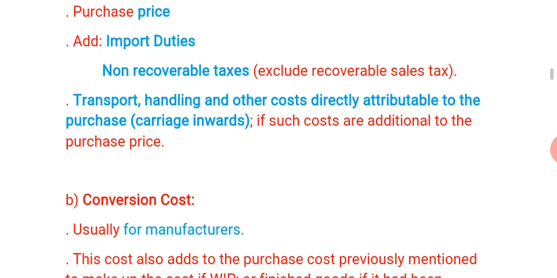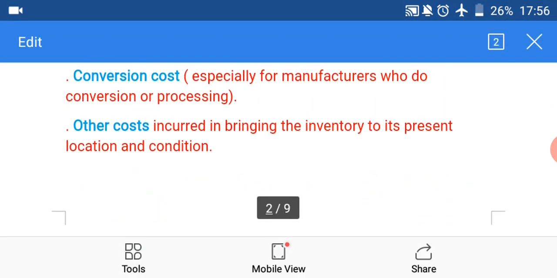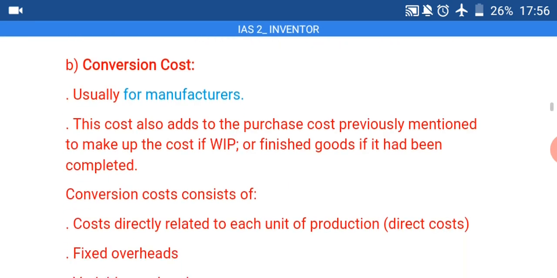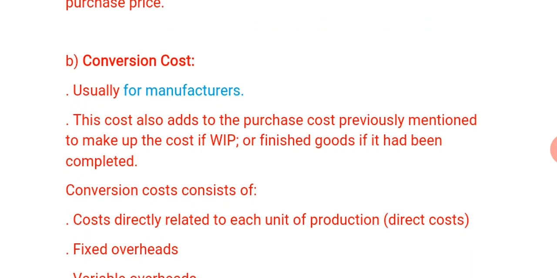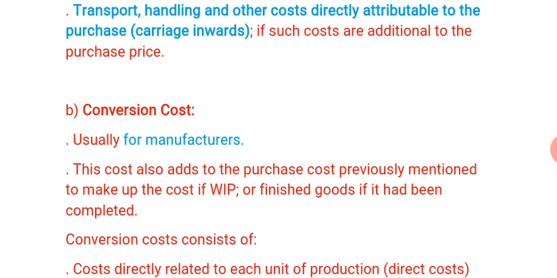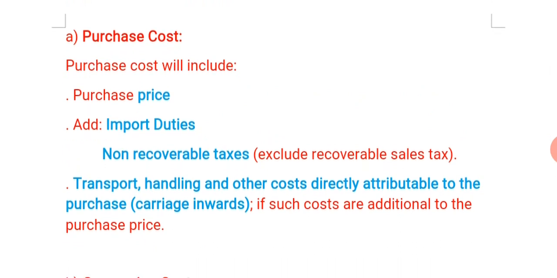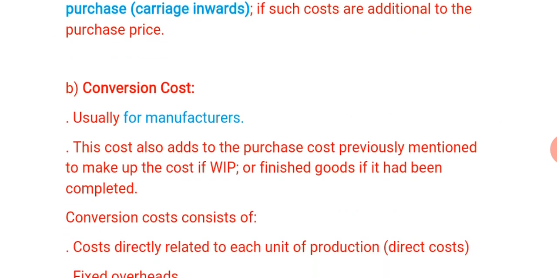So then we have conversion cost. Now we had conversion cost down here as the second one. So we are going to be looking at what comprises conversion cost. We had purchase cost: the purchase price, import duties, non-recoverable taxes, and transport. We should write this down. Then conversion cost, it's usually for manufacturers, people who produce, people who process have conversion cost.